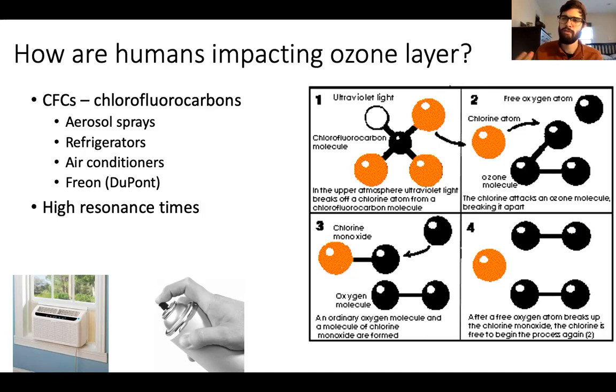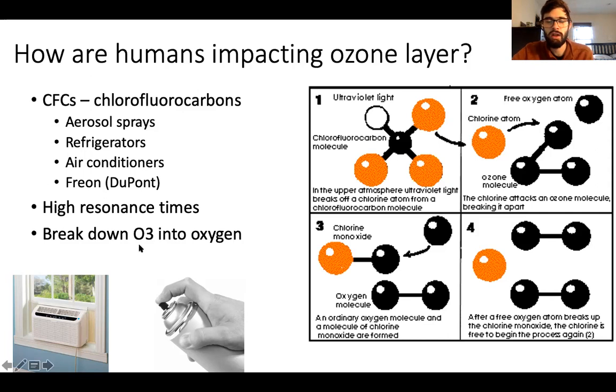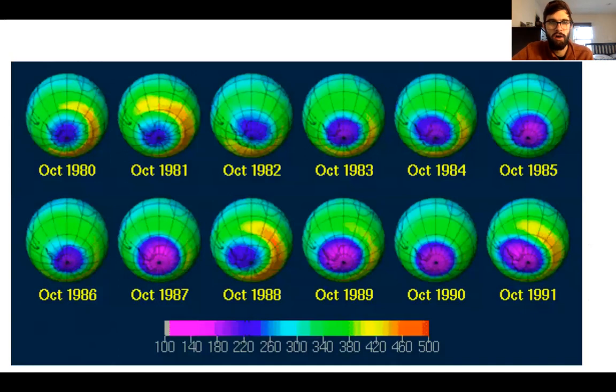These CFCs have very, very high residence times. That should say residence, not resonance. Whoops. They have high residence times, meaning they stay in the atmosphere for a very long time. They don't break down very easily or quickly. And ultimately, what they do is they turn that ozone into oxygen. So these CFCs were being released very frequently, especially in the 1980s with all that hairspray. Partially joking, partially serious there.